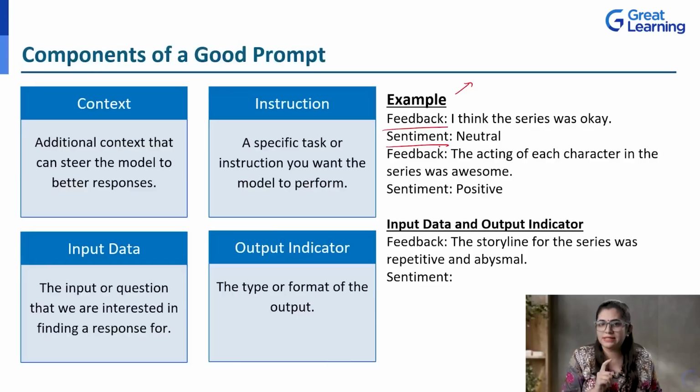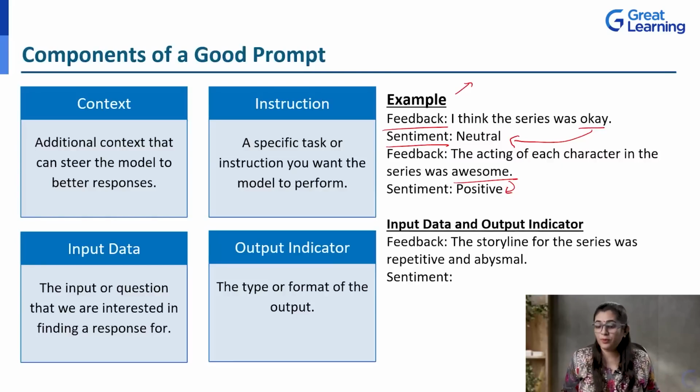Here we have given two examples. The first feedback is, "I think the series was okay." The second feedback is, "The acting of each character in the series was awesome." For "I think the series was okay," it took "okay" as neutral, so the sentiment is neutral. Here, "awesome" it took as positive, so the sentiment becomes positive.